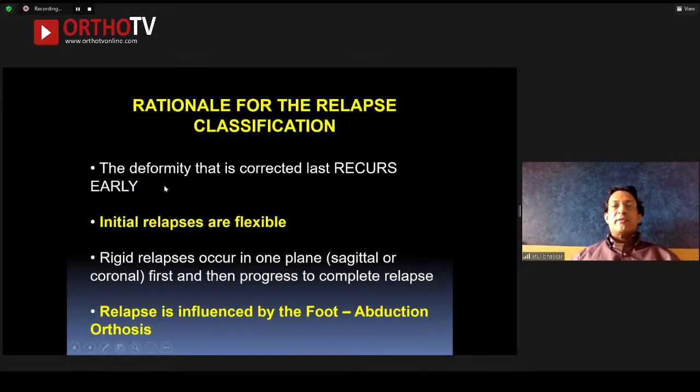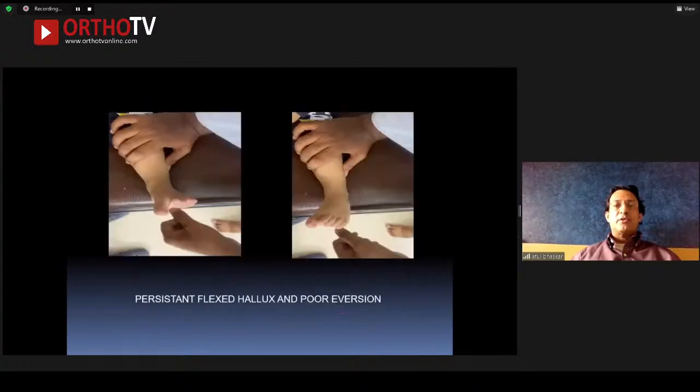And we know that the deformity which recurs first is the one which corrects last. So equinus is the one which we correct last, but tends to recur first. And we also know that the relapses are flexible. So hence, if you identify them very early, we can start recasting and try and get the foot back into a normal position. This is what I mean about persistent flexion of the toe. So when you stimulate the sole, this toe looks bent, and there is poor everter power, poor fanning of the toes. So these are early signs.